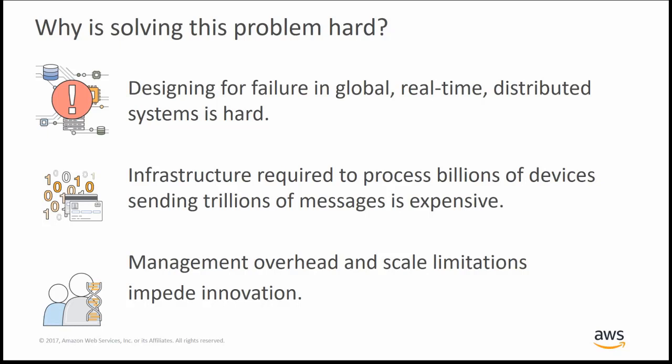The throughput comment leads us to the next part of the problem. The infrastructure required to process data from lots and lots of different devices, billions of devices, sending trillions of messages, is expensive. So you can do things like, okay, maybe I won't send data as frequently, but then you get less visibility. So how do I do this in real time to get that visibility from my devices quickly, cheaply, and efficiently?